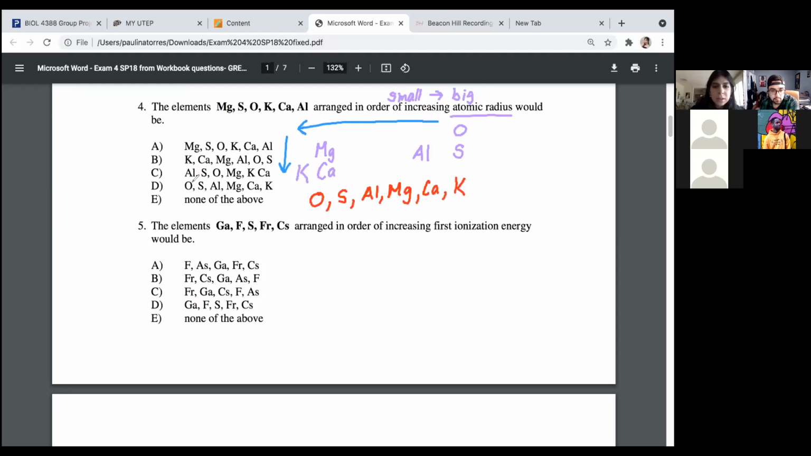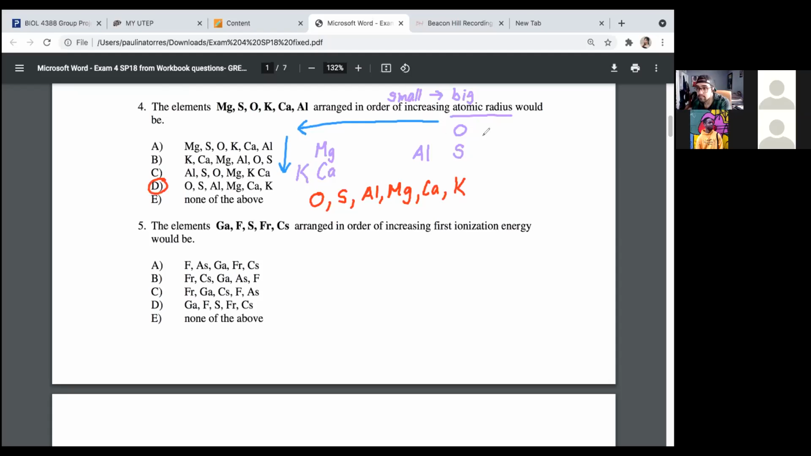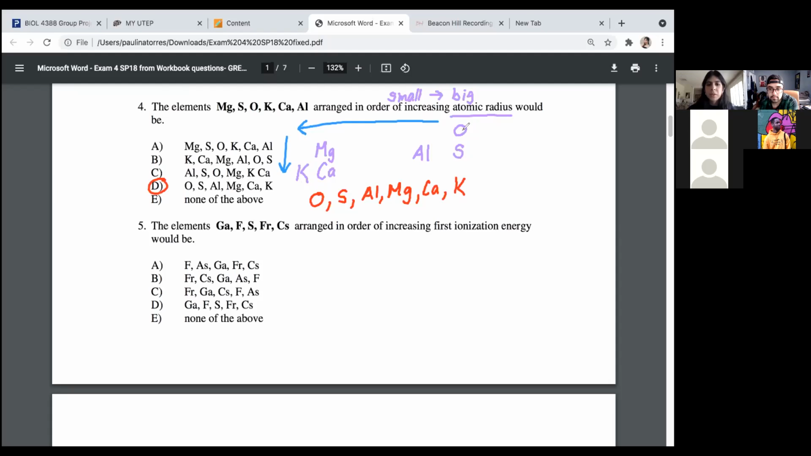So let's see if that's an option. O, S, Al, Mg, Ca, K. Perfect. That one should be D. Okay, so that one is really similar to 3. Any questions?